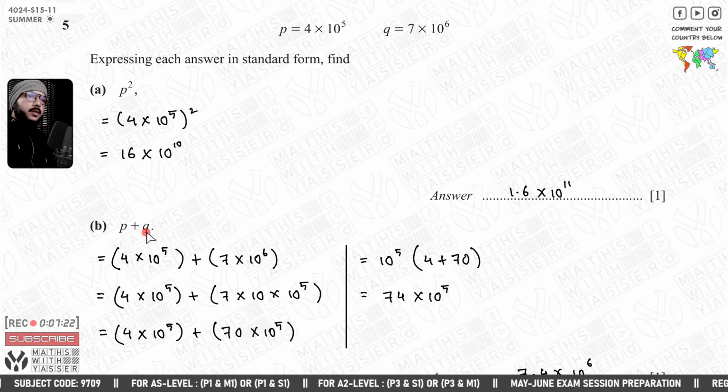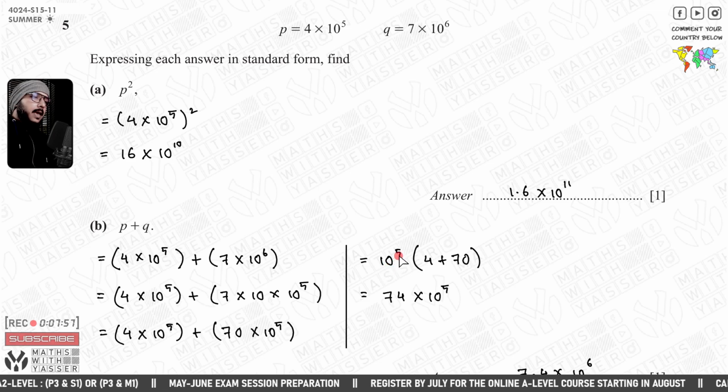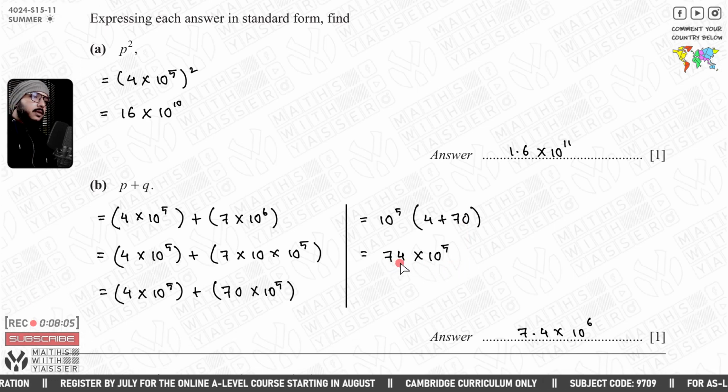Then we have P plus Q. So it is 4 times 10 to the power 5 plus 7 times 10 to the power 6. And what we can do for this question, we can split this 10 to the power 6 into 10 times 10 to the power 5. Then we can say this is 4 times 10 to the power 5 and 7 times 10 is 70 times 10 to the power 5. Then we can take 10 to the power 5 common and we have 4 plus 70 within brackets. So that means it is 74 times 10 to the power 5, and in standard form it will be 7.4 times 10 to the power 6.